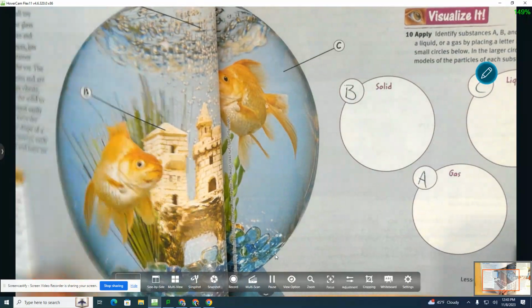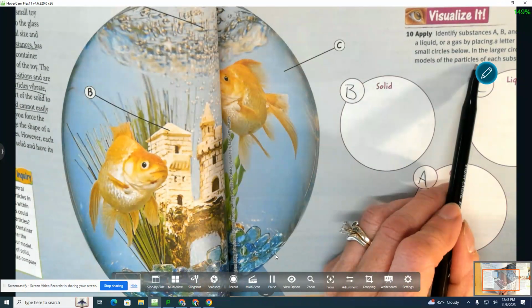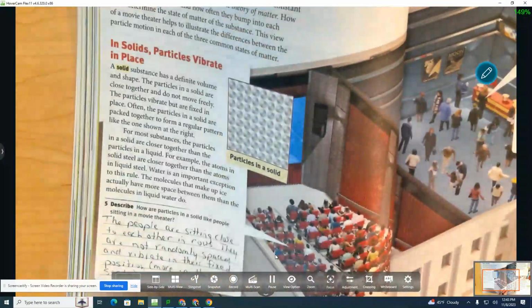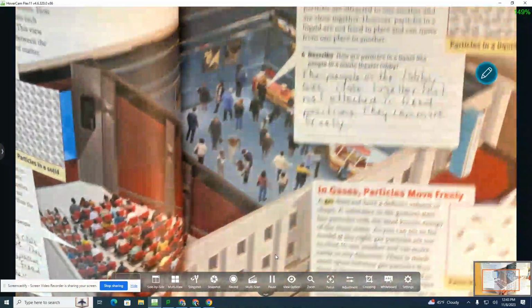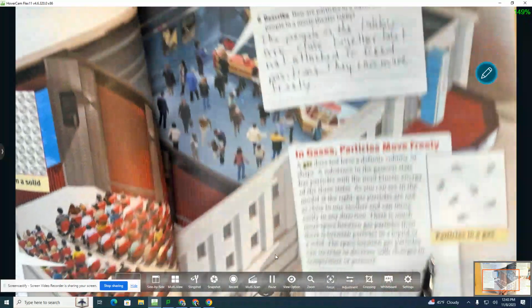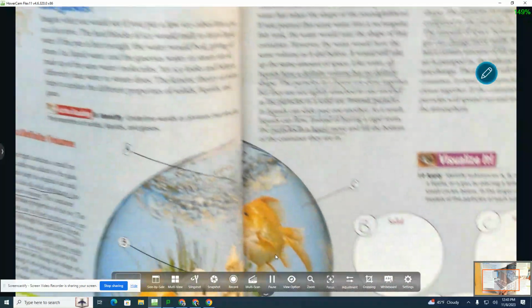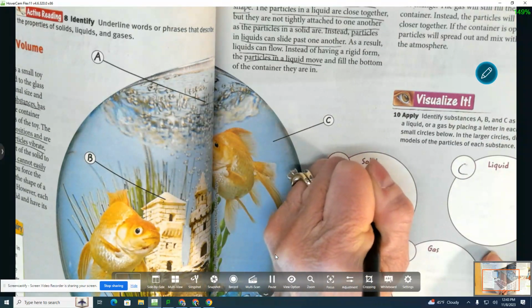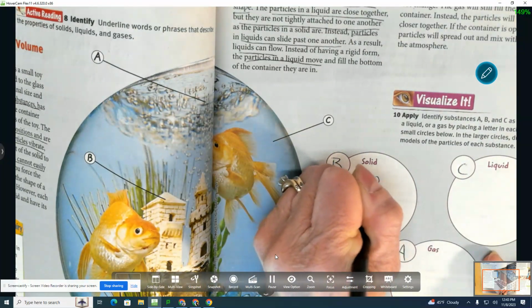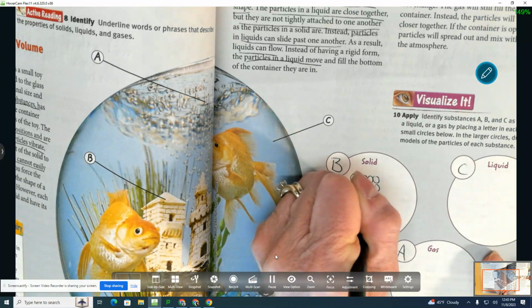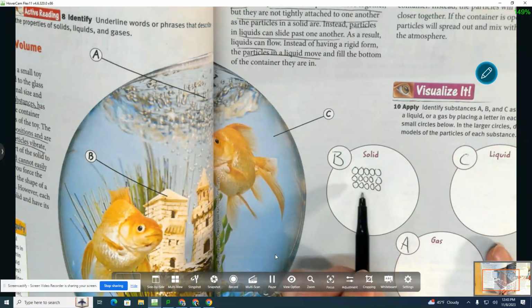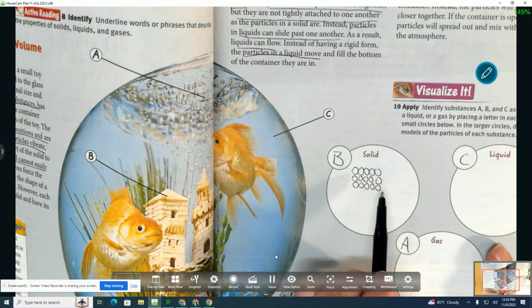Now, we want to draw models of particles of each of these substances. We did learn back here that solids look like this, liquids, particles look like this, and gas particles look like that. So we're going to draw solids. You do not have to take up the entire room of the circle, but you do have to show them close together in a fixed position, and they are in rows.